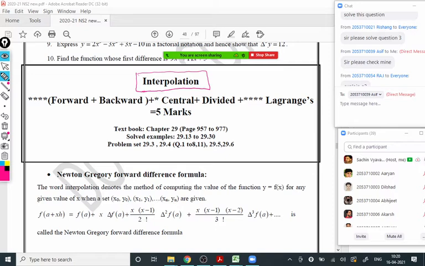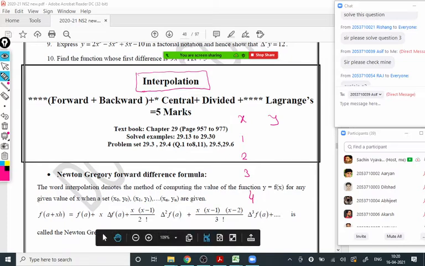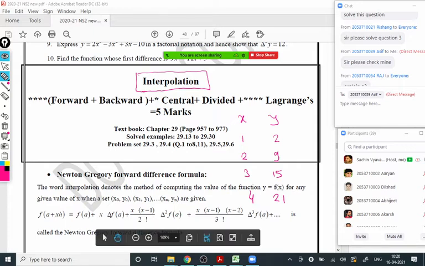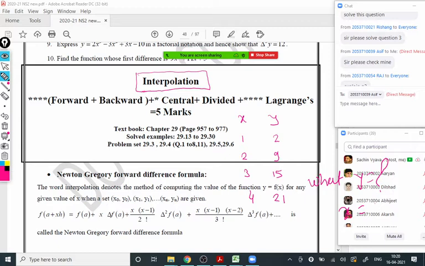But here the question is a little different. Suppose we are given x and y like this. Suppose x takes the values 1, 2, 3, 4, and the corresponding f(x) values are given as 2, 9, 15, and 21, something like that. So when x is 1, y is 2, when x is 2, y is 9, and so on. Now the question is, what is the value of y when x is equal to, say, 1.5? That we have to find.